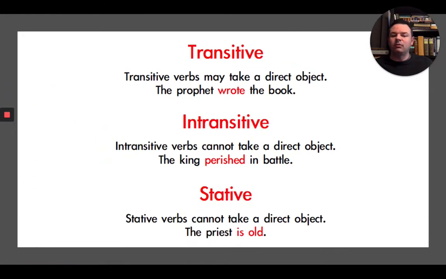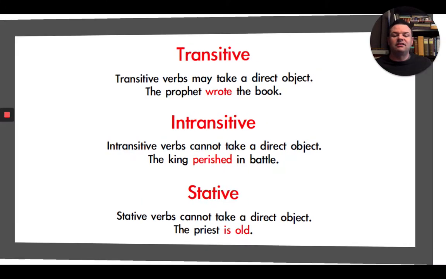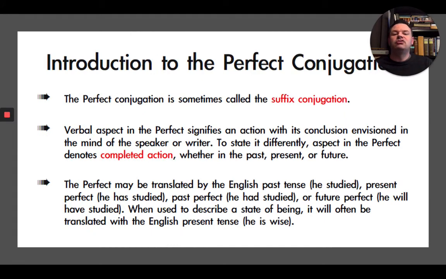So we're going to talk about that a little bit more, but we'll see it in the textbook as well in greater detail. Transitive verbs may take a direct object. So the prophet wrote the book, right? So that's the transitive. Intransitive verbs cannot take a direct object. The king perished in battle, right? So the book is the object in "The prophet wrote the book." Here, there isn't a direct object. And then you've got the stative. Stative cannot take a direct object either. The priest is old. It's, again, making a statement about that. We'll look at the stative forms in just a little bit with some of the verbs.